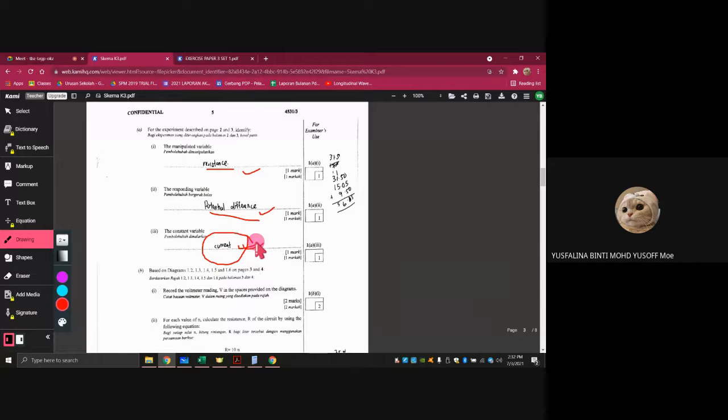This one is actually something you already learned. V is equal to IR, right? The Ohm's law. Okay.